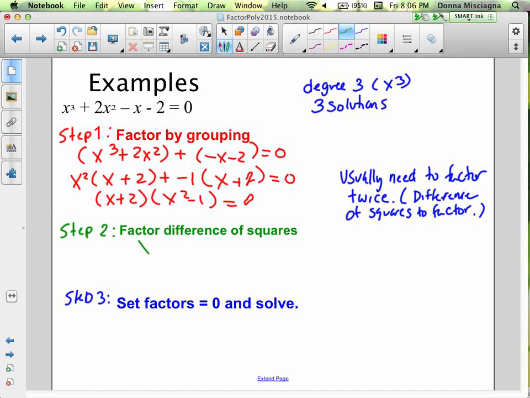All right, so we have x squared minus 1. Let me write a, b, and c first. A is 1, b is 0, and c is negative 1. So 1 times negative 1 gives us negative 1, and our b term is 0. Two numbers that multiply to give us negative 1 and add to give us 0. Why, of course, they're negative 1 and positive 1.